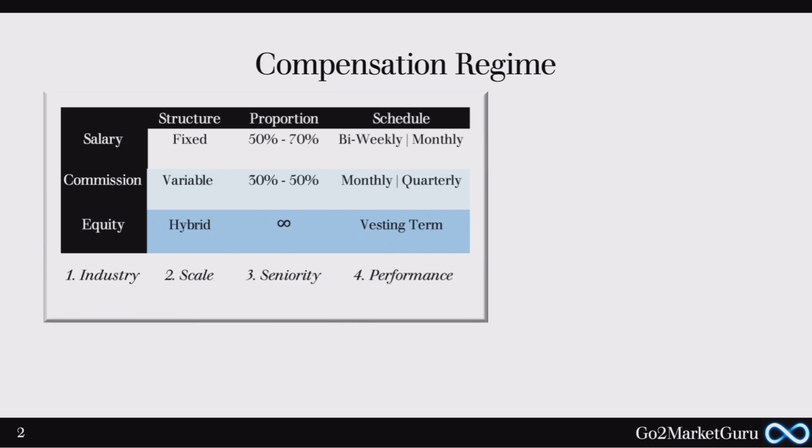So we'll go on now and talk about compensation. You know, a big motivation for getting into sales is to make a lot of money. And what does that look like? So let's talk about that.